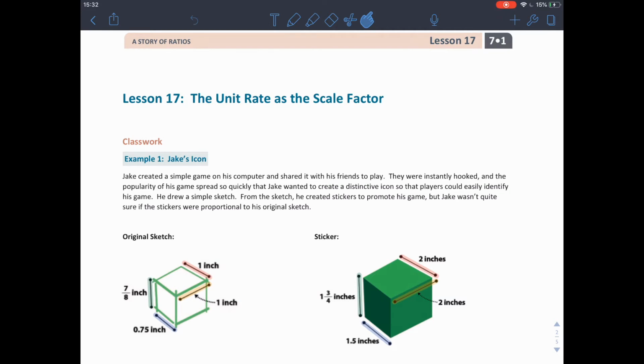The next step is to write our ratio for our unit rate or scale factor with the numbers from our scale image over the numbers from our original sketch. You can pause the video and try to do this now.